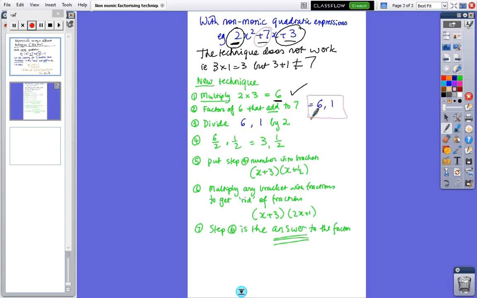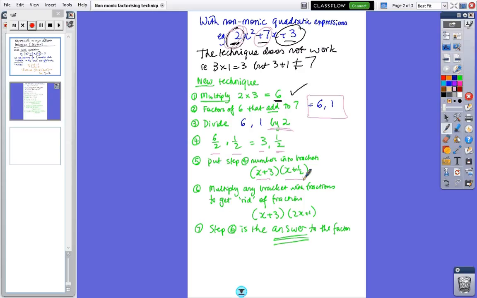Now those numbers, we then go back and say, well, we multiplied by 2, so then we divide by 2. So whatever the number was that we multiplied by, then we divide back. So 6 over 2 and 1 over 2, and 6 over 2 equals 3, and 1 over 2 equals 1 over 2. And you put those numbers back into the brackets. So you get x plus 3, x plus a half.